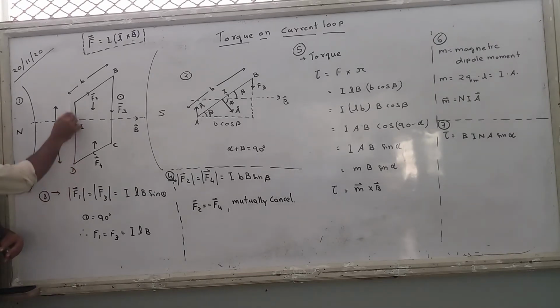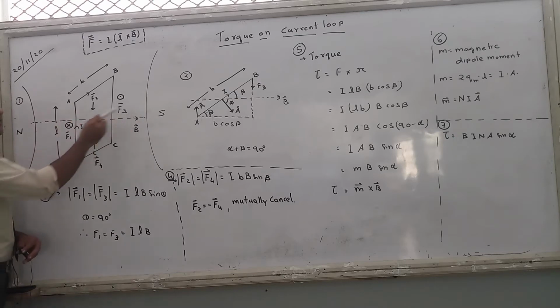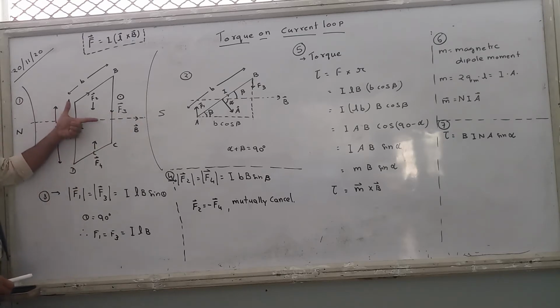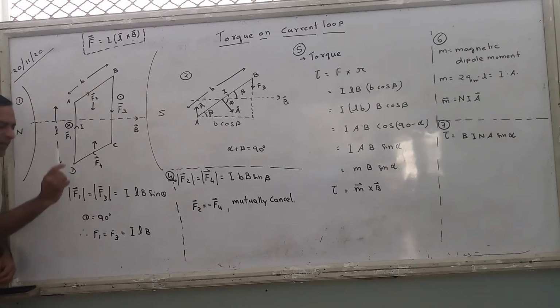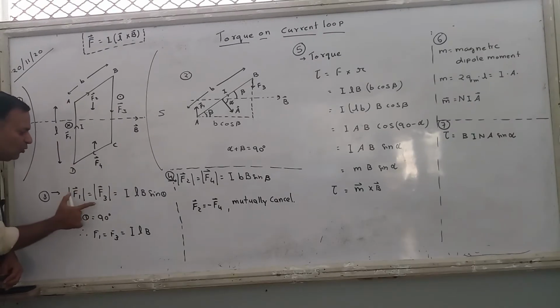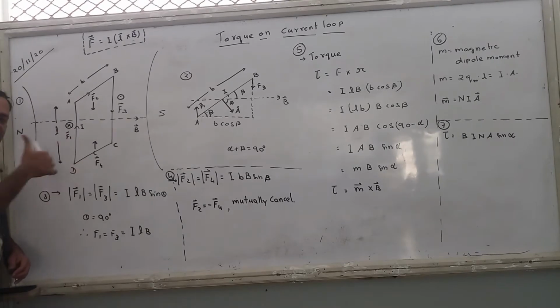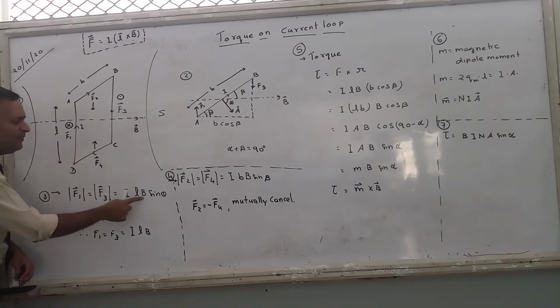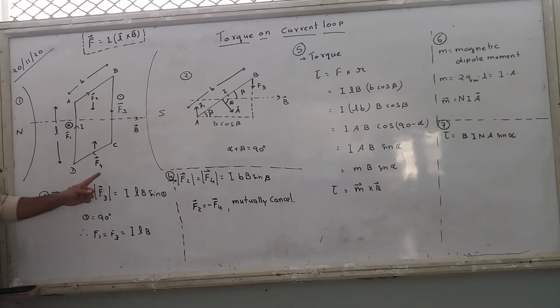This is direction of current upwards, this is direction of magnetic field like this. So what is exactly theta? Theta is equal to 90 degrees. Current ऐसे ऊपर है, this is magnetic field, the angle is 90 degrees. So theta equals 90. F1, F3, do they have same current? Yes. Do they have same length? L, L. Yes. Are they in the same magnetic field? B, yes. Theta is same for both.